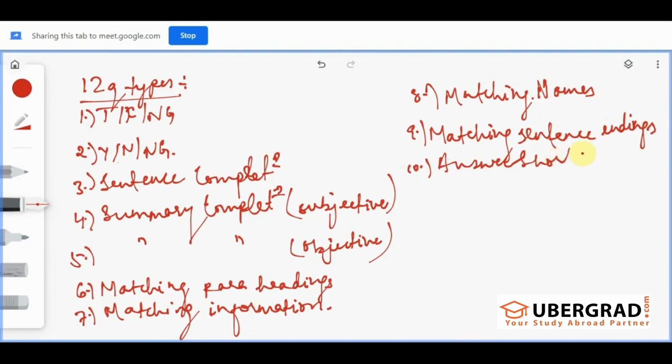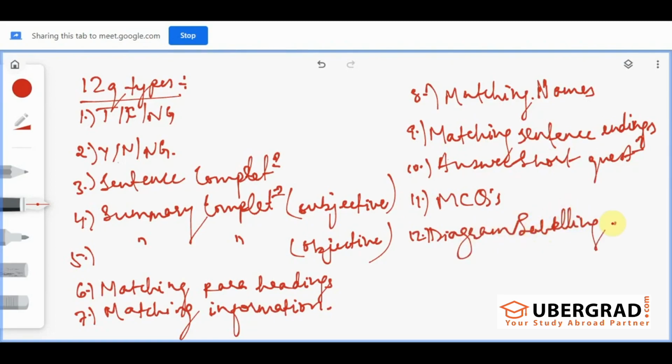Answer short question. MCQs. Diagram labeling. Okay, so these are the 12 question types that we'll see. Out of these 12 question types, general training people usually do not get the diagram labeling question type. Okay, now let's discuss why.